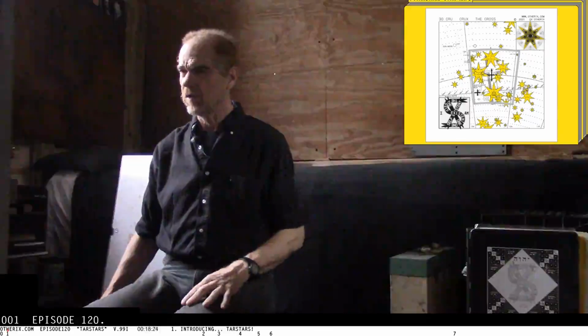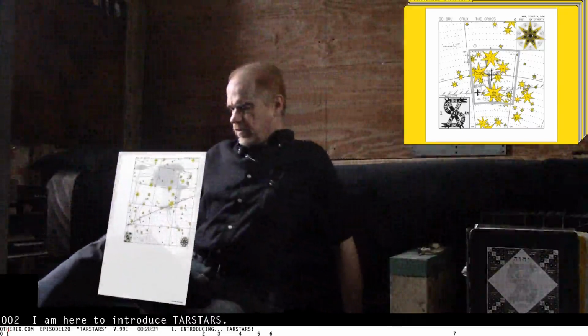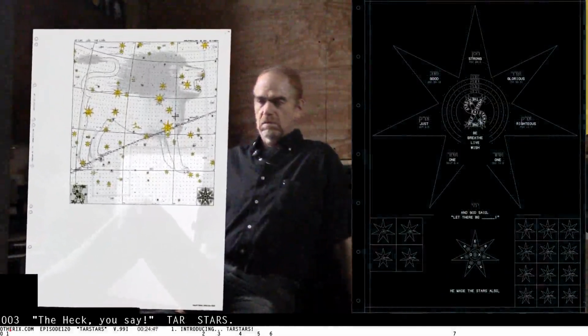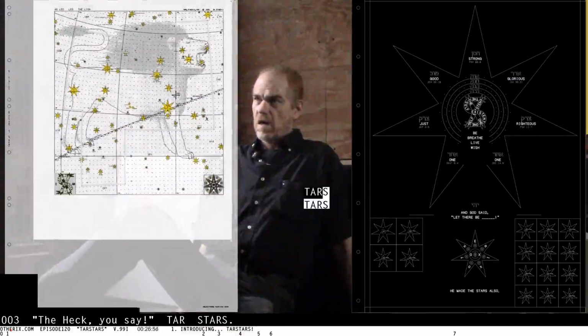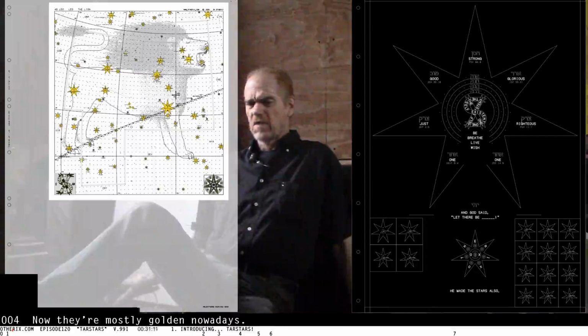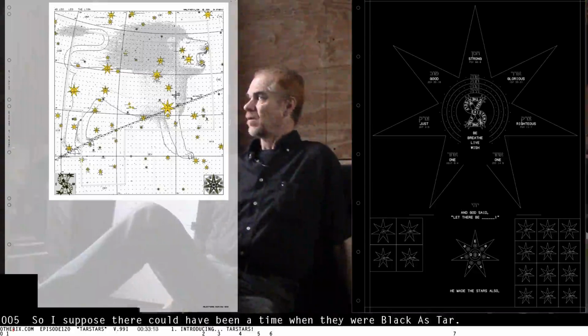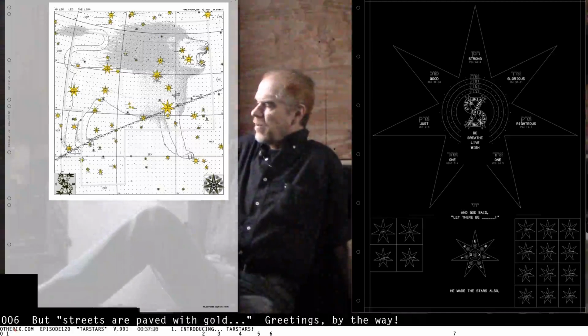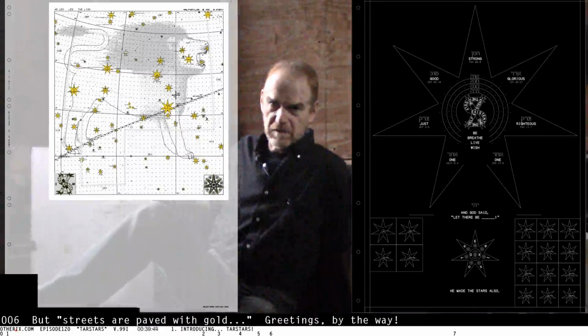Episode 120. I am here to introduce TARSTARS. The heck you say? TARSTARS. Now, they're mostly golden nowadays, so I suppose there could have been a time when they were black as tar, but streets are paved with gold. Greetings, by the way.